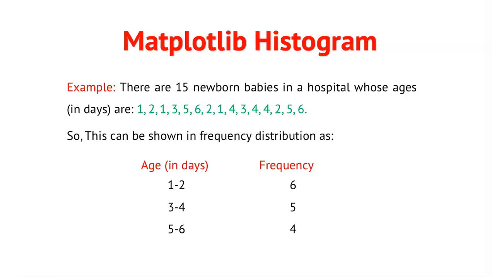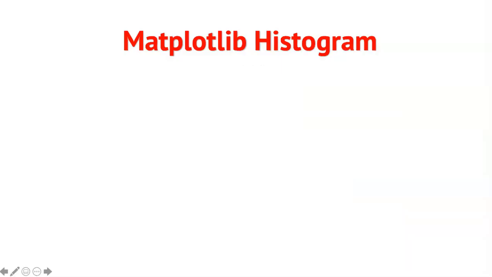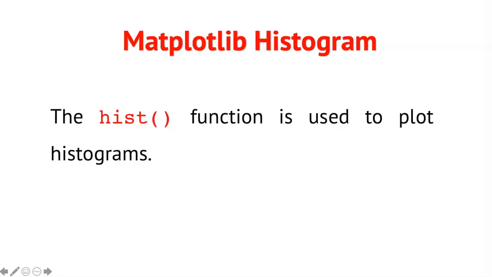So basically, in a histogram, we divide the entire range of values into a series of intervals. Now let's see a sample histogram for an example. In this histogram, you can see the frequency distribution of different ranges of values. For example, the frequency of range 1 to 5 is 5, and 5 to 9 is 11, 9 to 13 is 23, 13 to 17 is 24, and so on. And we will use the hist function to plot histograms.